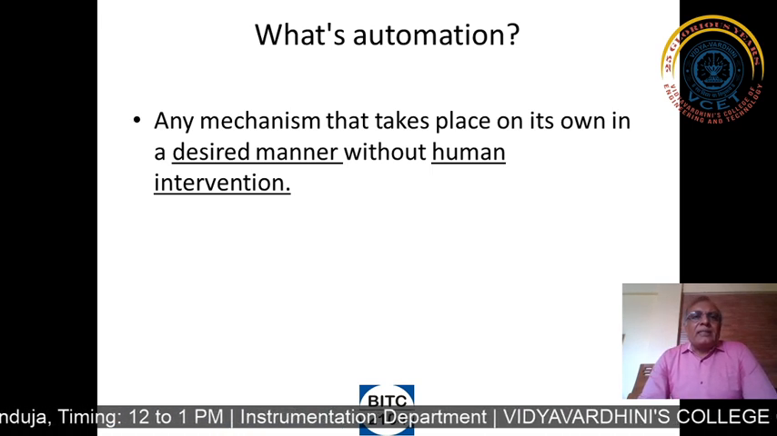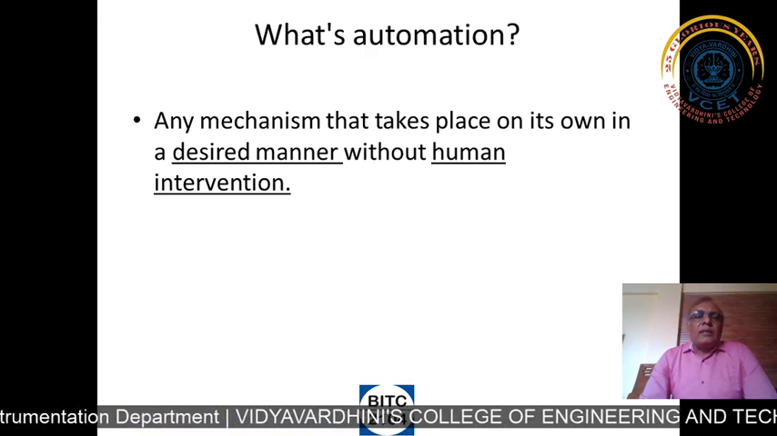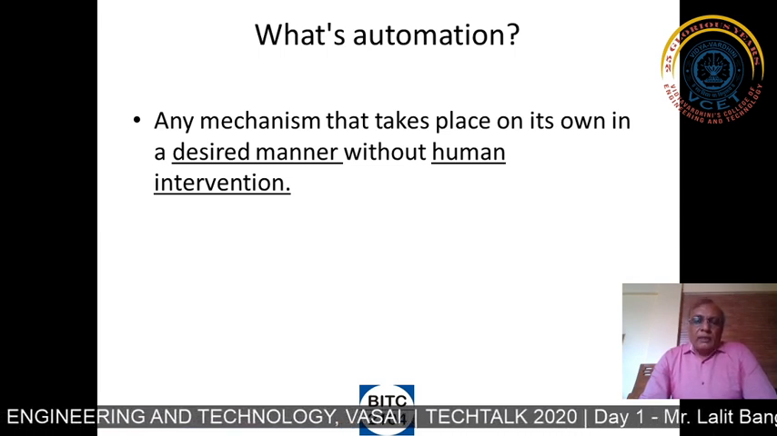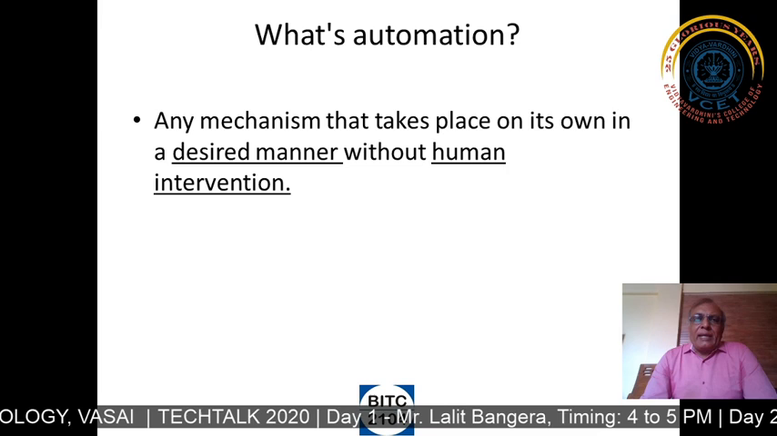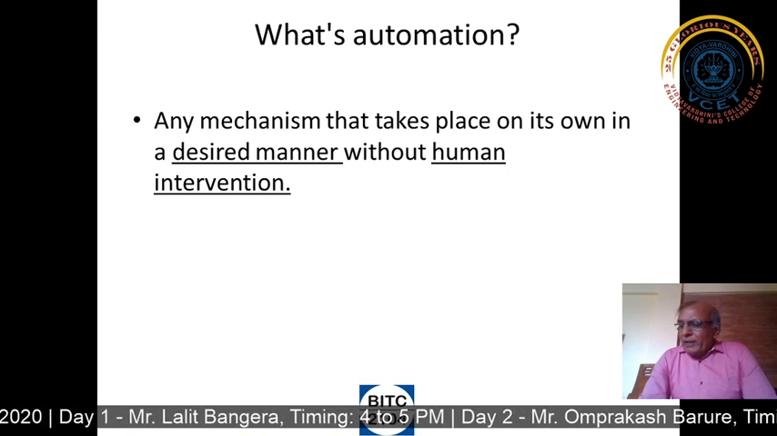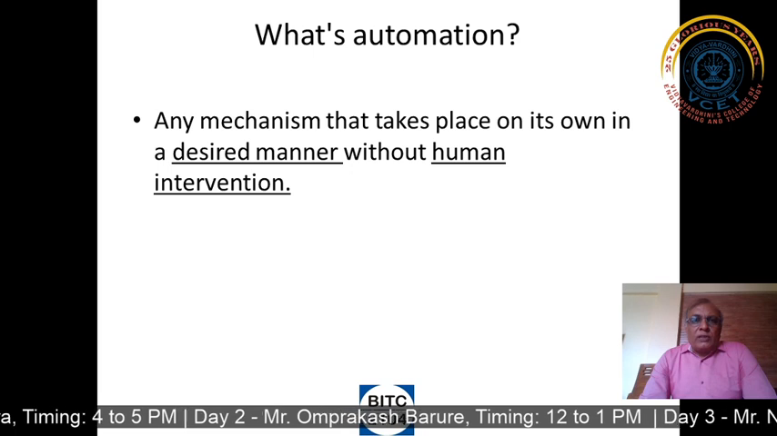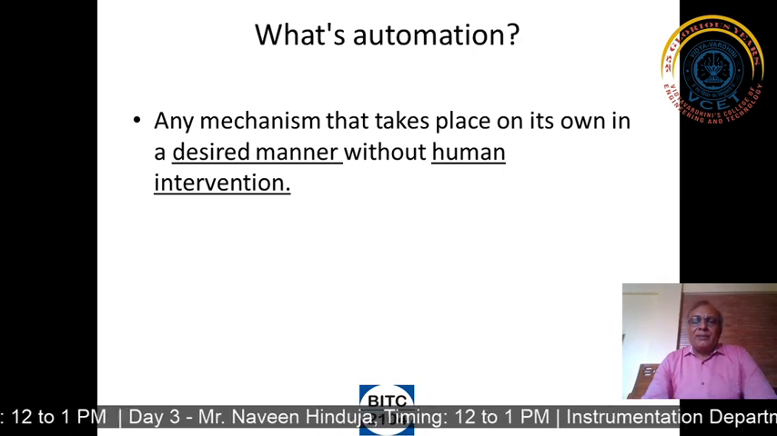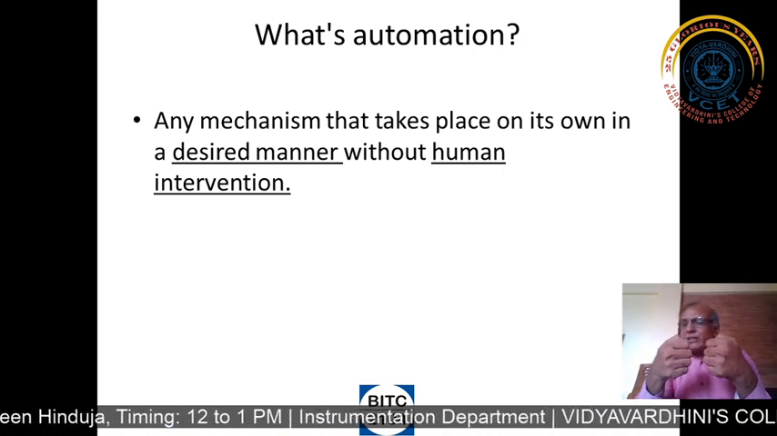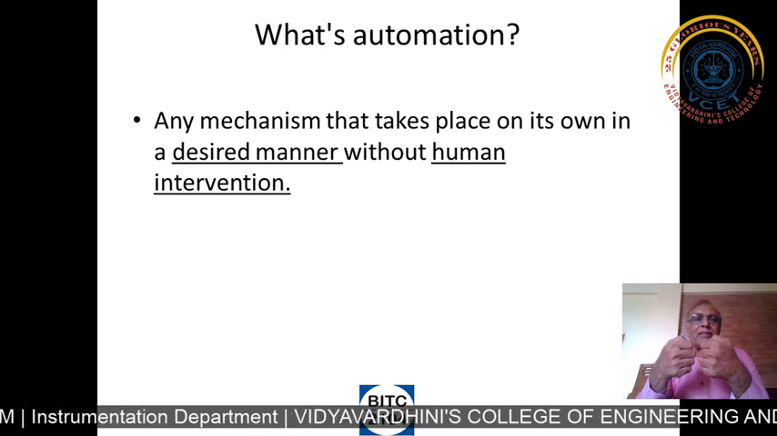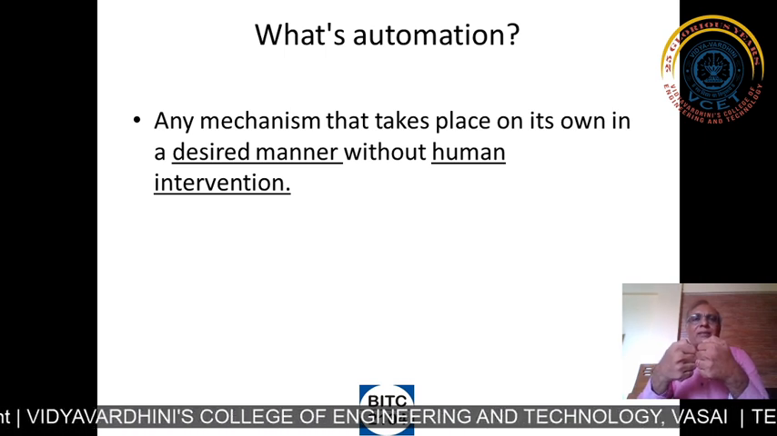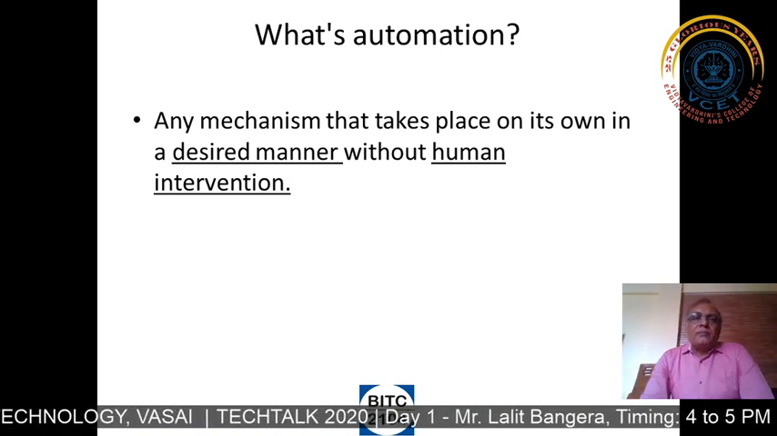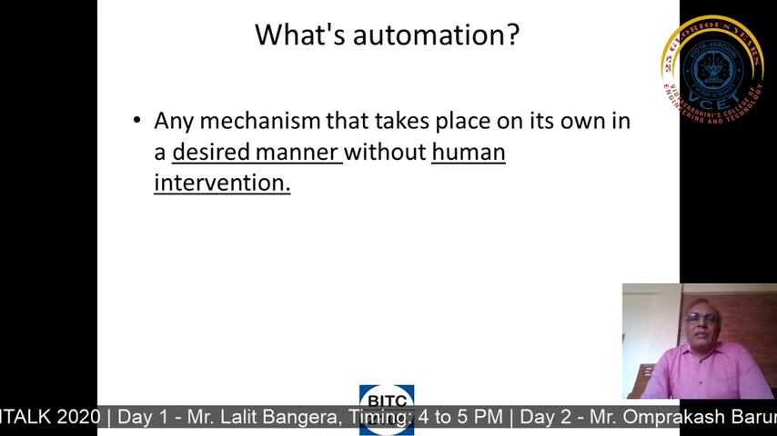Can this definition be like this? Any mechanism that takes place on its own in a desired manner without human intervention. Yeah? Any mechanism. Mechanism is mechanism. Do you think mechanism has to be mechanical? Not necessary. Two gears together, right? One moves in clockwise direction and another moves in anti-clockwise direction, right? Isn't it a mechanism? Yes, it's a mechanism. Is it mechanical? Yes. But if I say that there is a wire in which current is flowing, isn't that a mechanism? That's also a mechanism.